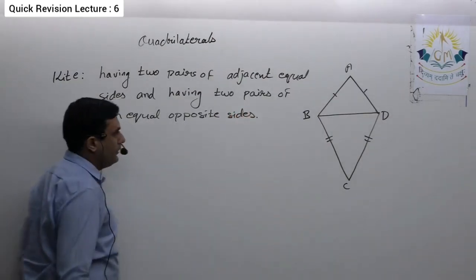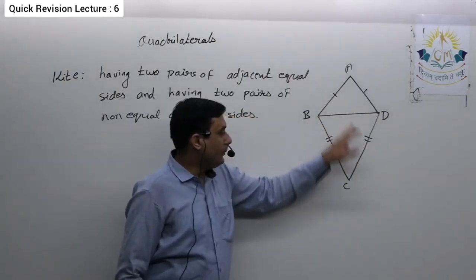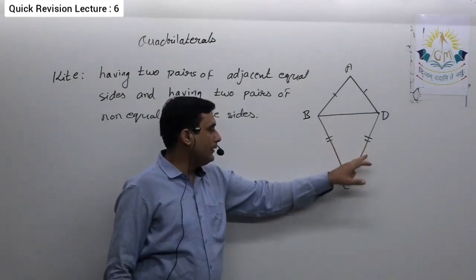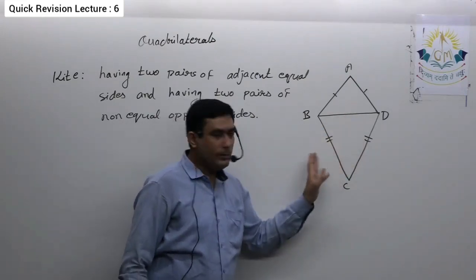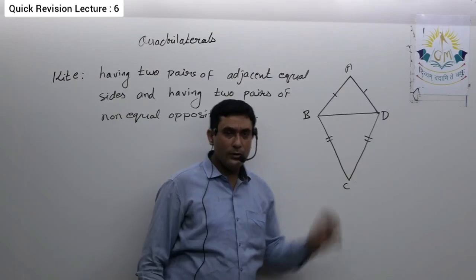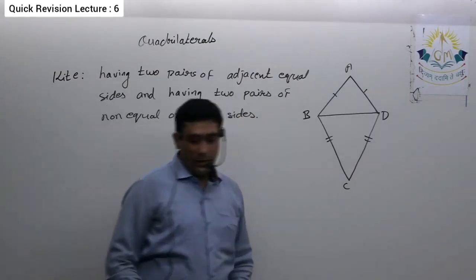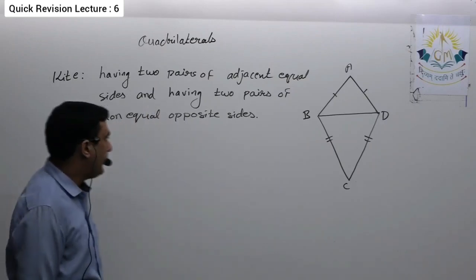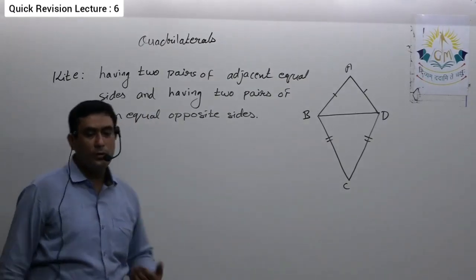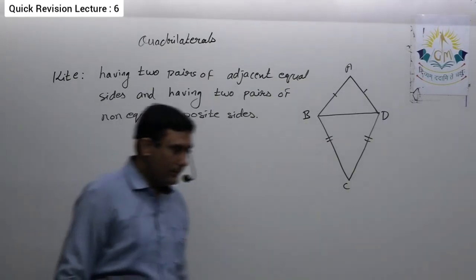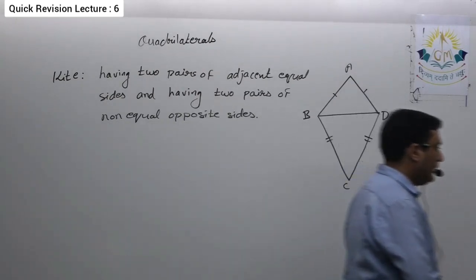Having non-equal opposite sides, you can see it has one pair of non-equal opposite sides, AB and CD, and another is AD and BC. These are opposite sides and not equal. So this is a kite. Now there are some properties of a kite. Try to remind those kites in your mind, then I will give you those properties.